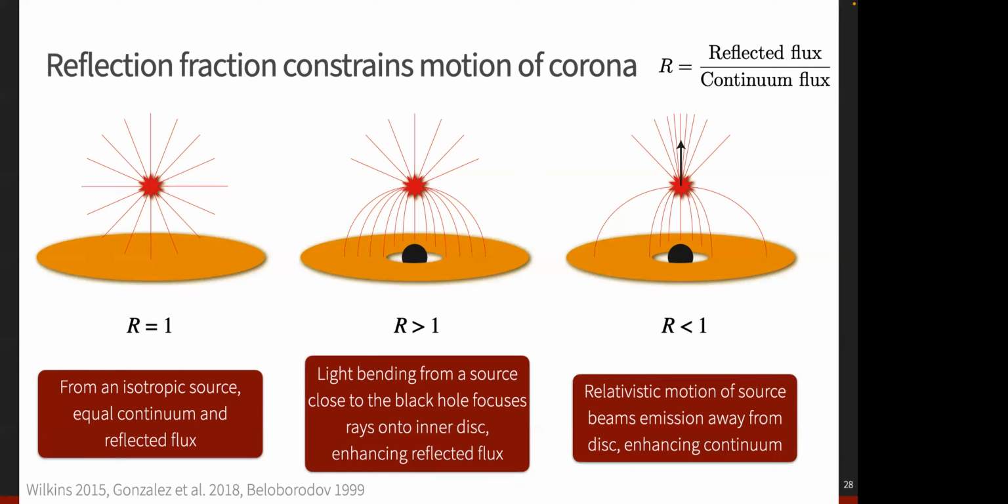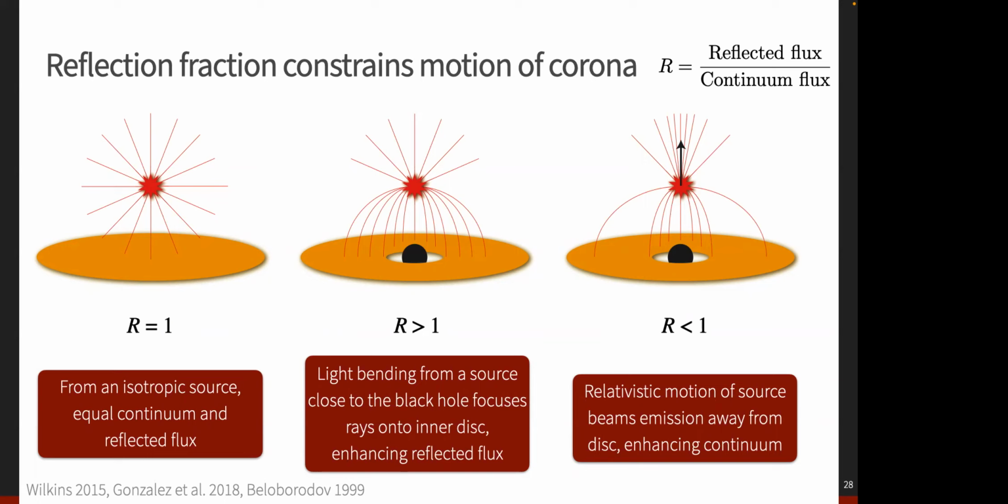If we add gravitational light bending for a compact corona that's close to a black hole, we pull many more photons down to the inner disk, so we can get R greater than 1. The most extreme we've measured is R between 5 and 10, when our AGN drop into really low luminosity states and the corona shrinks to this really small volume around the black hole. But sometimes we measure R less than 1. We measure more continuum than reflection.